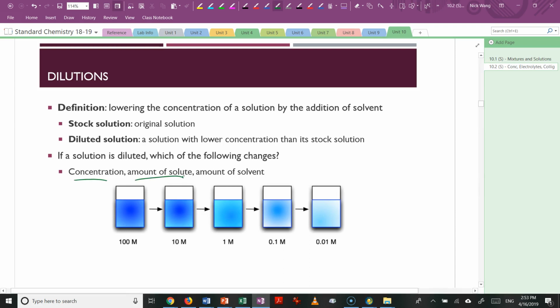Concentration, amount of solute, amount of solvent. If we talk about diluting something, we're adding just plain old water. We're not adding any additional solute. So my concentration is going to go down. What about my amount of solute? My amount of solute actually stays the same. There's no change there because the amount of solute isn't increasing or decreasing, but it is being dissolved in greater volumes of water. And the amount of solvent, therefore, is going to go up.